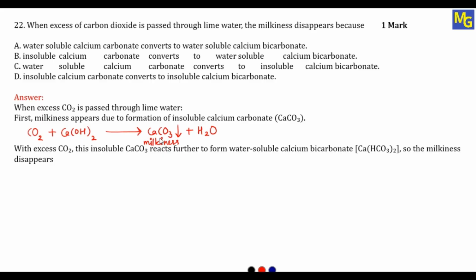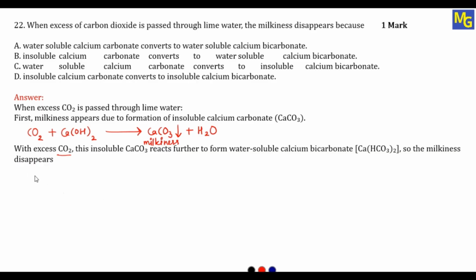Little CO2, when it is passed to lime water, we will get milkiness. Now suppose in the same solution of this milky lime water, if we supply excess of CO2, then what will happen? That now we have to see. With excess of CO2, this insoluble CaCO3 reacts further to form water soluble calcium bicarbonate. So whatever CaCO3 has formed, which is insoluble, if we supply excess of CO2, it will further react to give calcium bicarbonate, and it is water soluble. So the milkiness disappears. So I hope you are understanding. This we can show by the following reaction.